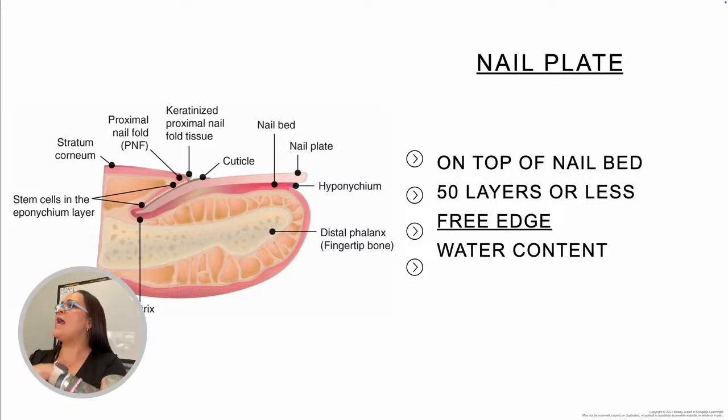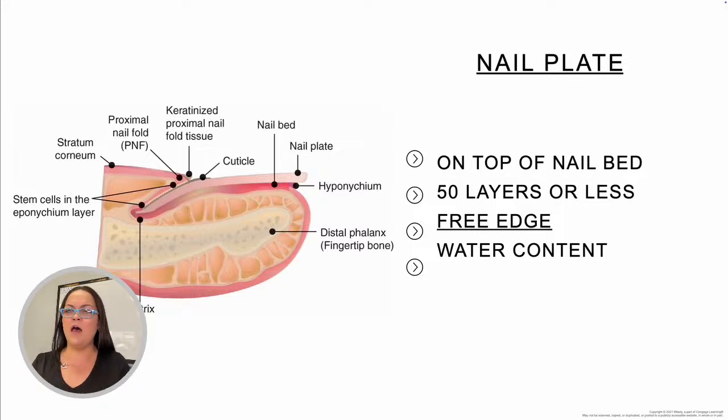Now, your nail plate is made of several layers. Notice on there, it says 50 layers or less, okay? So it's normal to have less, not a whole lot less, but you may have clients that have what you would consider thin nails. So you can infer that they probably have less than 50 layers of nails.